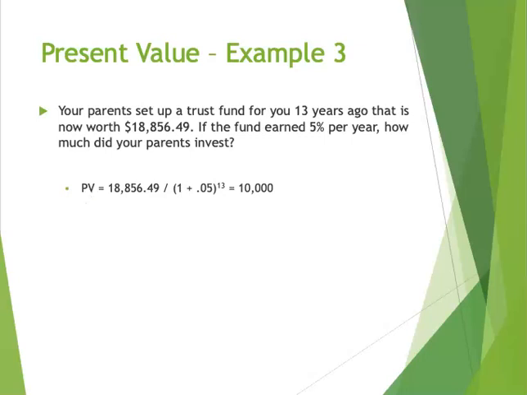So present value equals 18,856.49, right? Which is the future value, divided by 1 plus r to the power t, so 1.05 to the power 13. So that gives us exactly $10,000, right? So our parents invested $10,000 13 years ago at a 5% interest rate for it to now be worth $18,856.49.